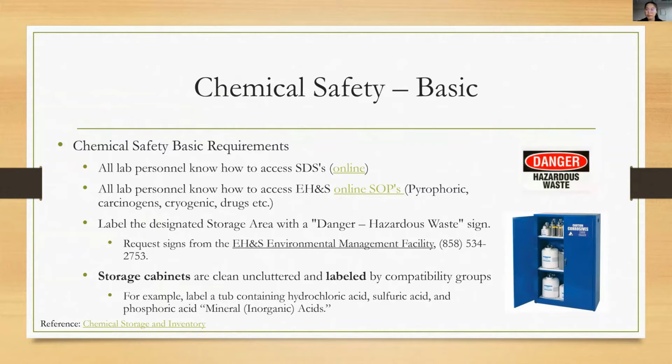And next one is the chemical safety, and it is also the most complicated one in our daily practice. So for the basic requirements, besides knowing the SDS and the online SOPs, we also need to label our storage cabinets by compatibility groups. For example, the corrosives, carcinogens, flammables. I know we already did a great job in our lab in the bioengineering hall, but we also need to do that in our new lab.